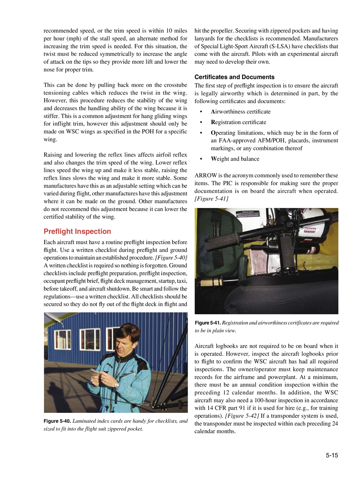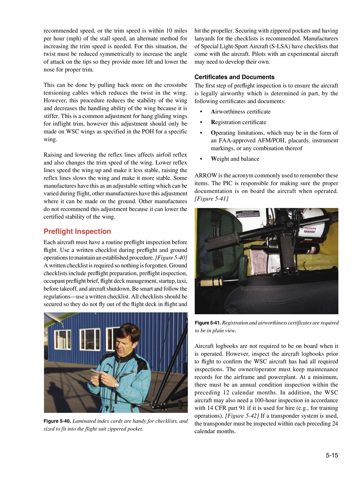Certificates and documents. The first step of pre-flight inspection is to ensure the aircraft is legally airworthy, which is determined in part by the following certificates and documents: airworthiness certificate, registration certificate, operating limitations, which may be in the form of an FAA-approved AFM/POH, placards, instrument markings, or any combination thereof. Weight and balance, AROW, is the acronym commonly used to remember these items. The PIC is responsible for making sure the proper documentation is on board the aircraft when operated.